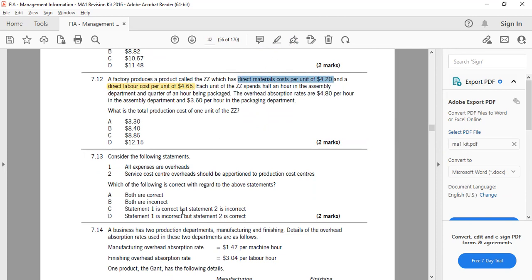Why are all expenses not overheads? How can you say that? Some expenses are direct costs, so they are not overheads. Do you understand? Okay. D is the right option. And here also D was the right answer.